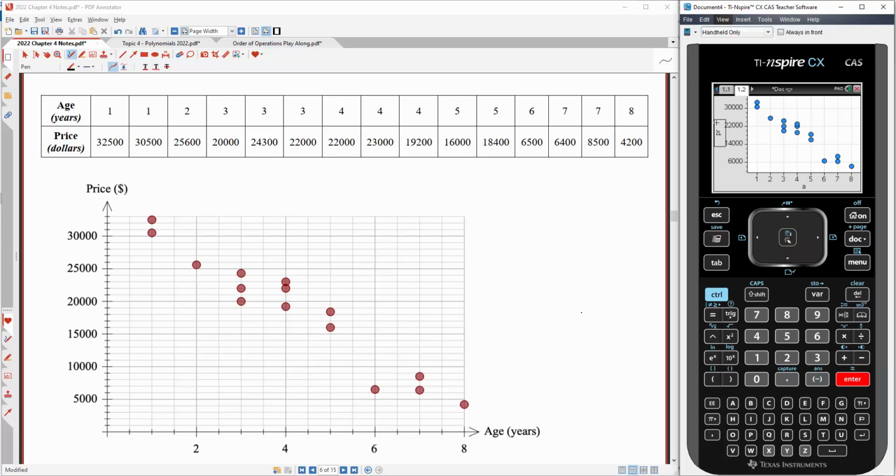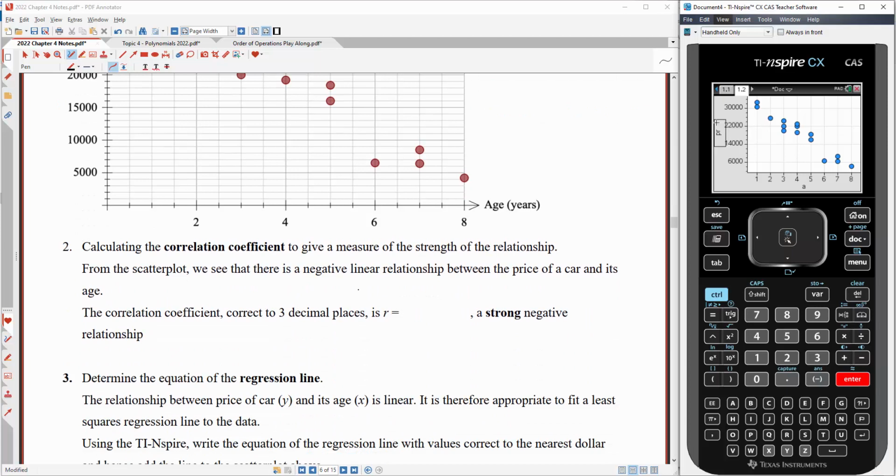So we're going to proceed with the regression analysis. From calculating the correlation coefficient to give a measure of the strength of the relationship, from the scatter plot we can see that there is a negative linear relationship between the price of the car and its age. The correlation coefficient correct to 3 decimal places is, so we're going to find out the R value.